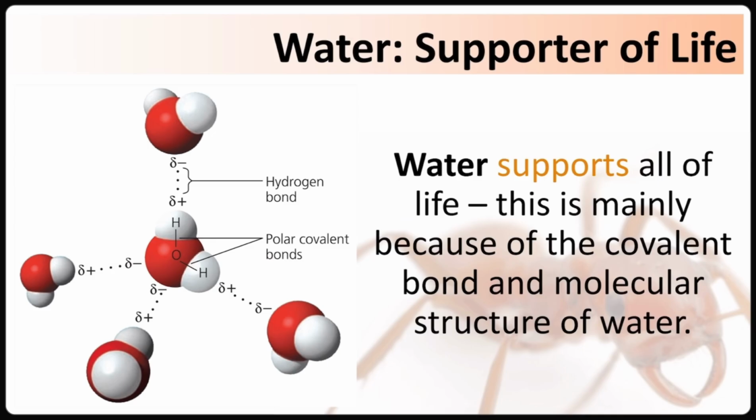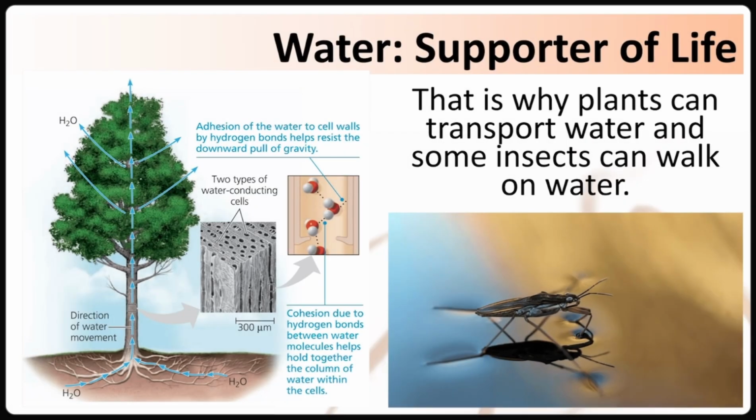Now let's go to water. Water is called the supporter of life. Water is vital for life because it acts as the universal solvent, enabling essential chemical reactions and transport of substances in cells. Its unique properties such as high heat capacity and cohesion help regulate temperature and support life processes on Earth. That is mainly because of its molecular structure.